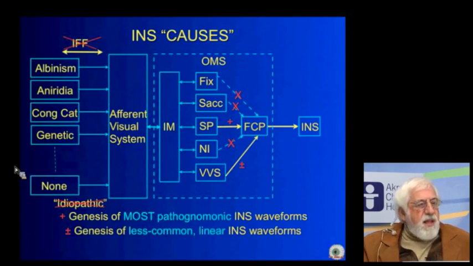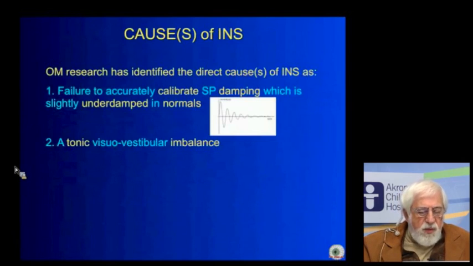What we found is that the normally underdamped smooth pursuit system, you can see a little oscillation there. That's a normal person.